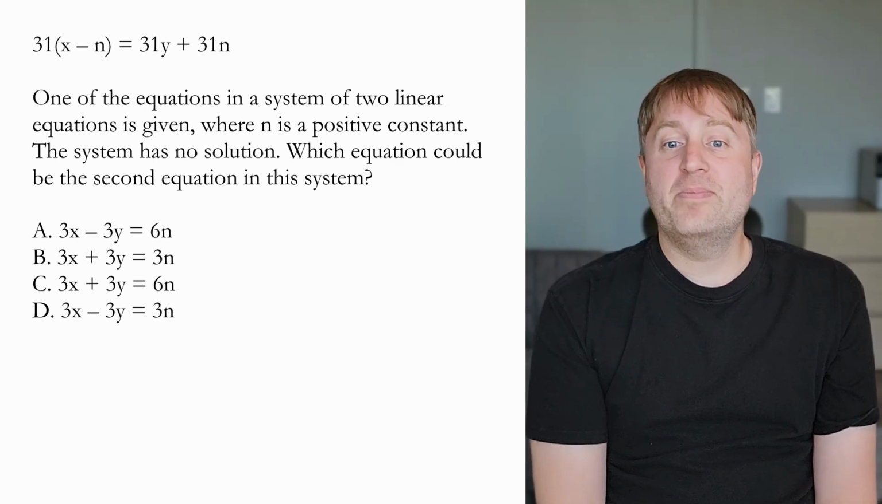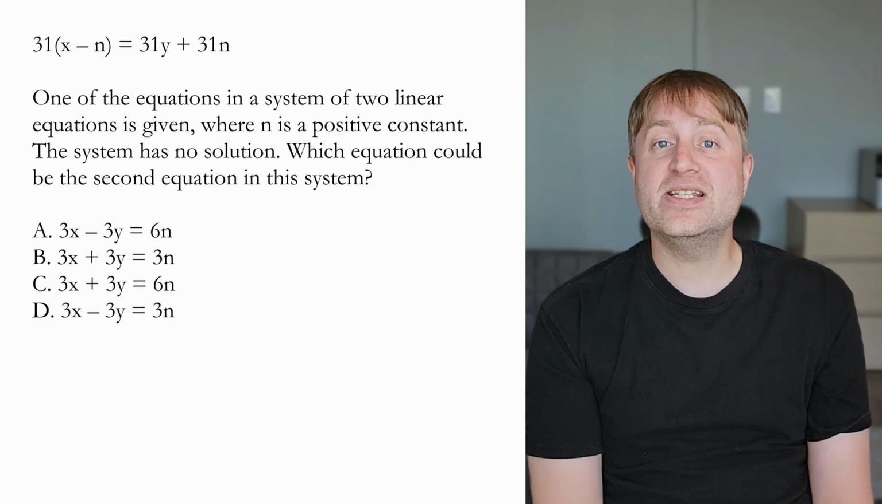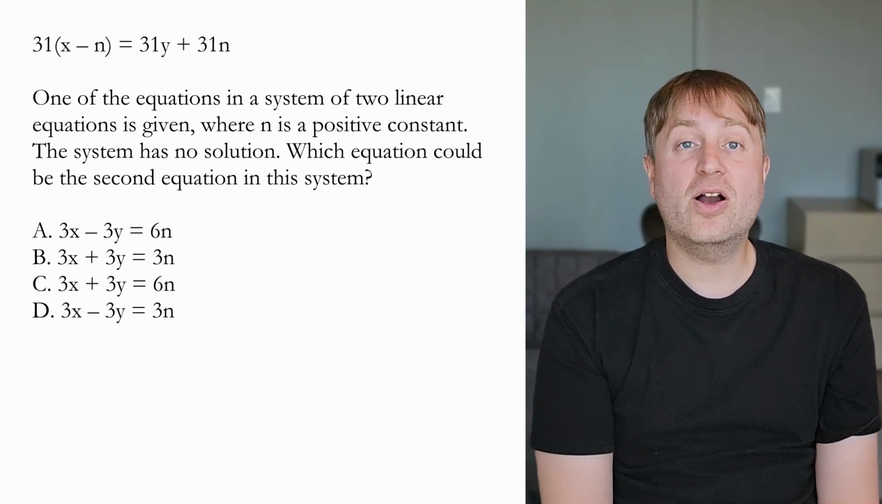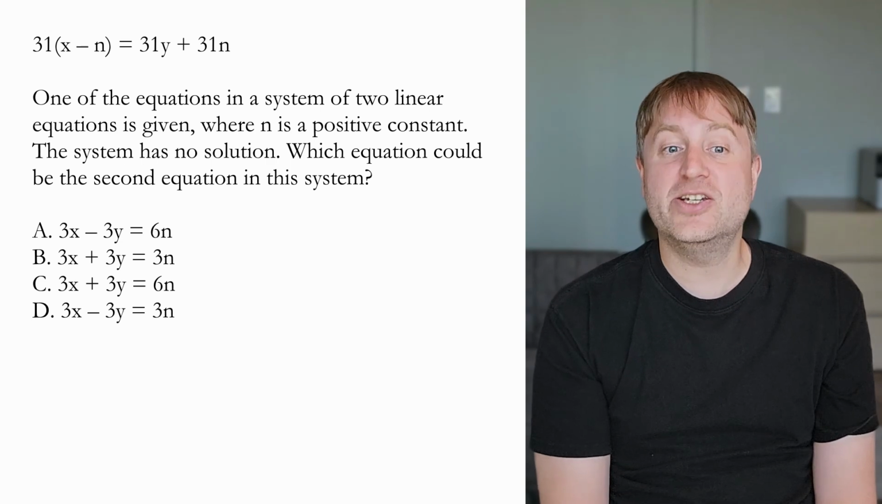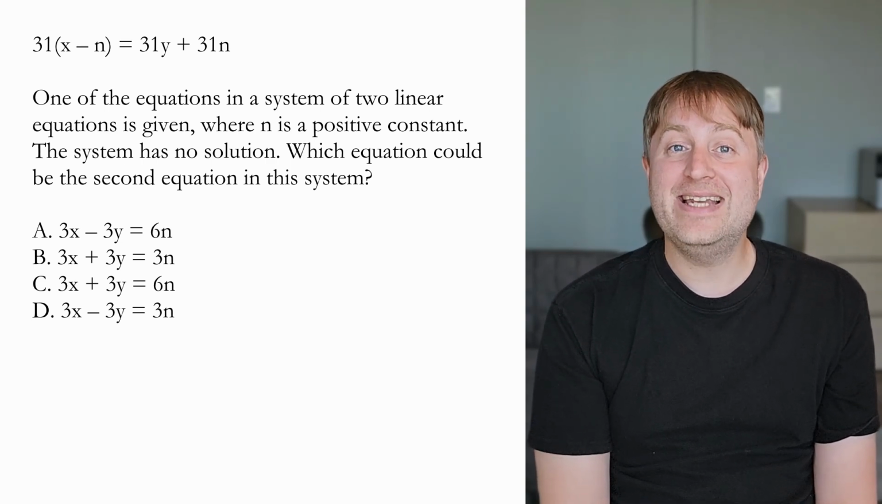Now the key thing to remember is that if a system of equations has no solution, the equations must be distinct, but have the same slope. And that can be hard to calculate, but it's really easy to determine visually if you just graph them. So let's head on over to Desmos.